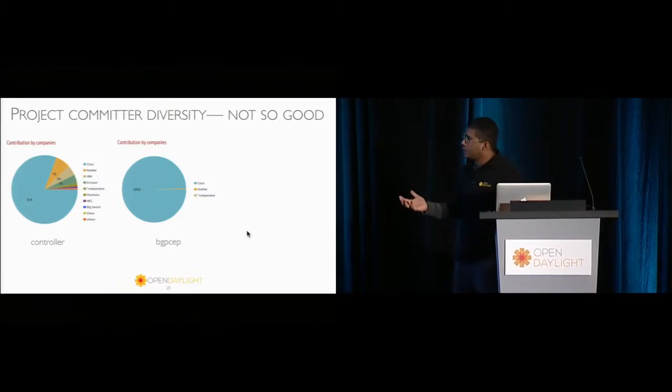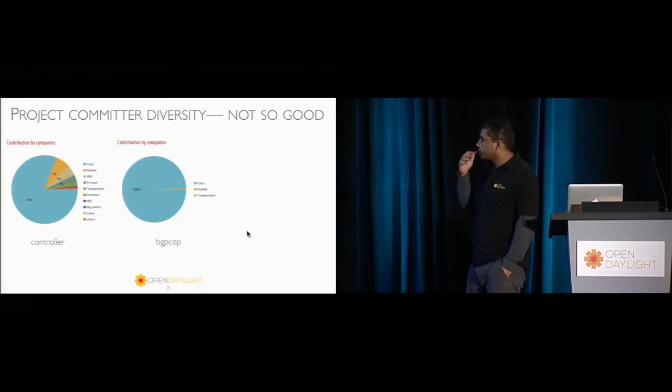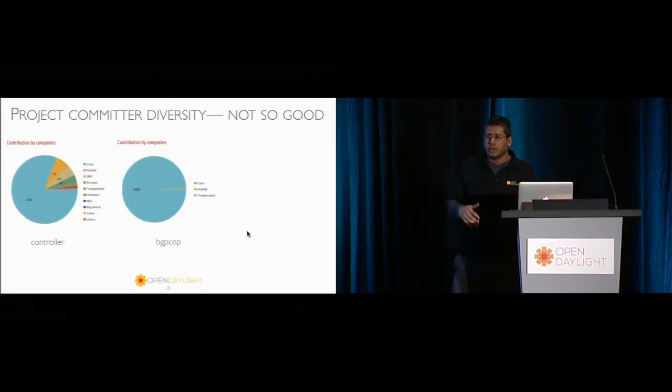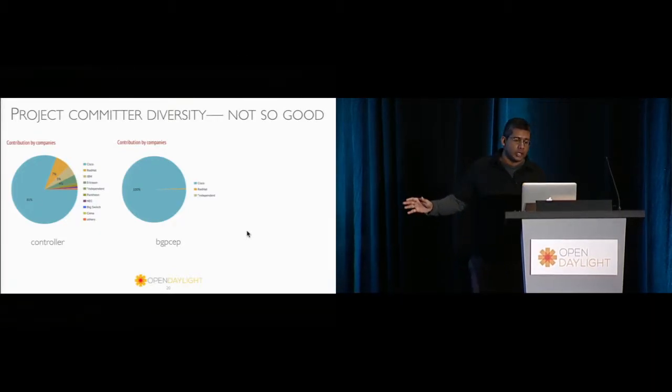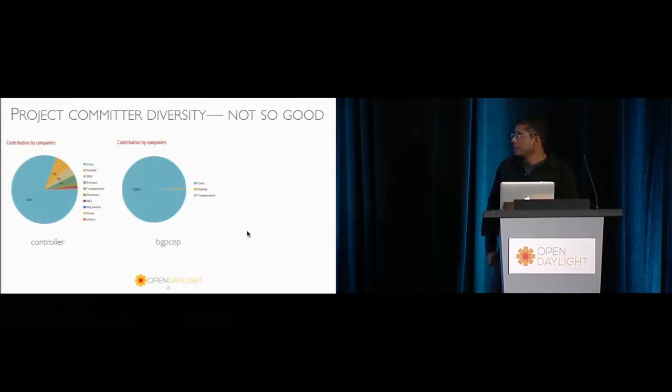Now, there are other projects that are completely dominated by a single organization. This could happen for a variety of reasons. It may just be a matter of expertise, a matter of interest, a matter of time or maturity. So we definitely have projects that are certainly dominated by a single committer. We have to work on getting more committer diversity.